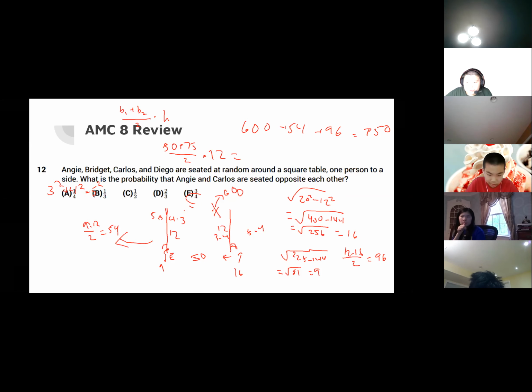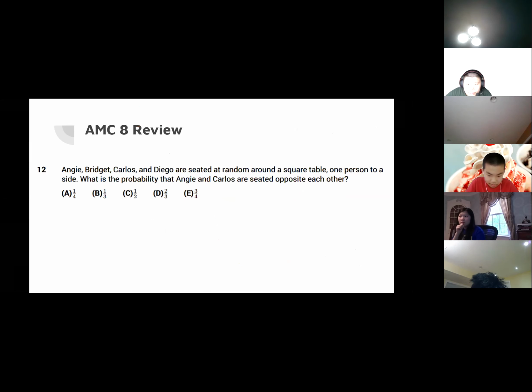Okay, so number 12. Angie, Bridget, Carlos, and Diego are seated at random around the square table, one person to a side. What is the probability that Angie and Carlos are seated opposite each other? So does anyone want to show how to do this problem?